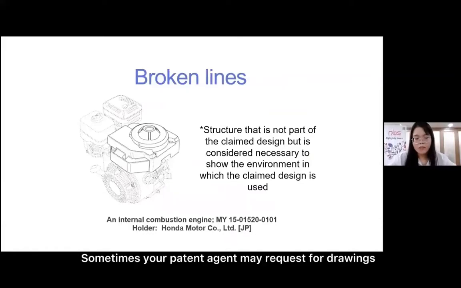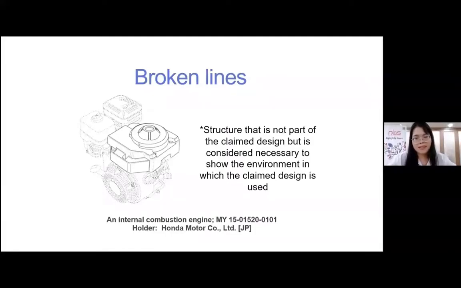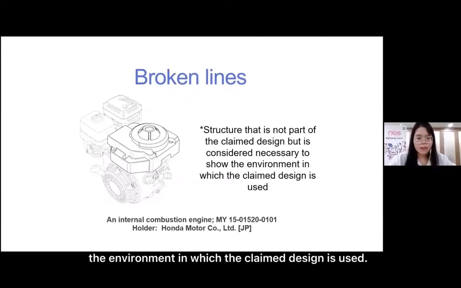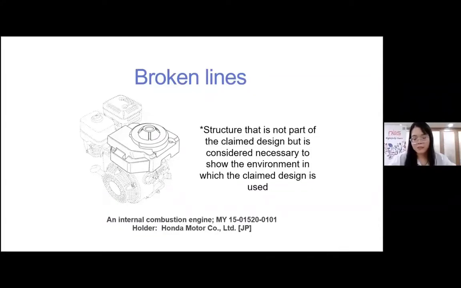Sometimes your patent agent may request drawings which consist of broken lines. You might be confused why we would want this. This is because the broken lines indicate a structure that is not part of the claimed design, not part of your actual design that you want to protect, but it's considered necessary to show the examiner the environment in which the claimed design is used. So again, this helps the examiner understand the context of your design.